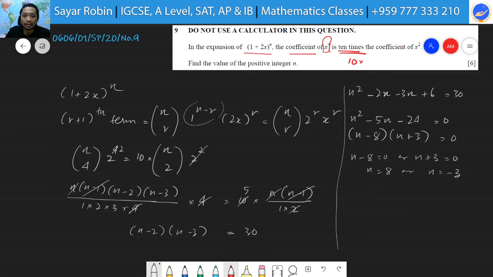In this problem, we just need to find the positive integer n. Therefore, we reject the negative integer, negative 3. The final answer is n is equal to 8 only.